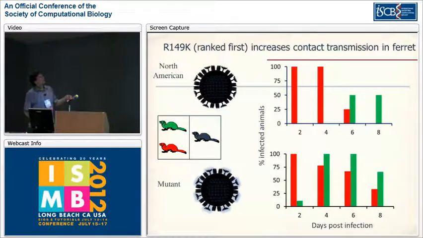So this is a North American parent. Again, we have this apparatus, and you see that the parent can transfect the neighbor, the green neighbor, but it cannot transfect the animal in the other cage. The transfection is not very large, but only when there is a mutation, and this one position mutation increases the transmission really strongly. So it's 100% transmission, actually.